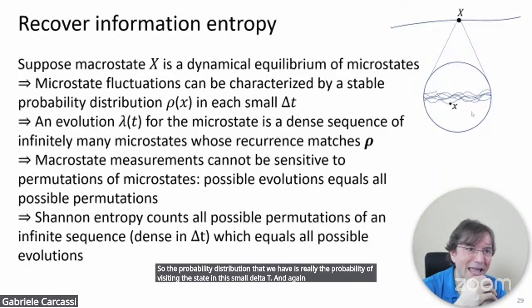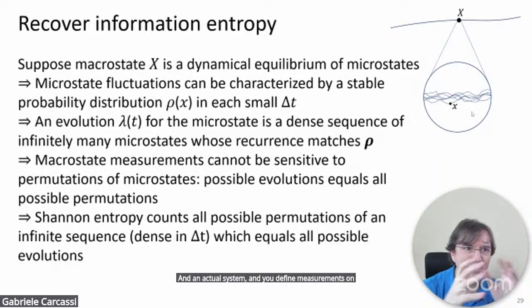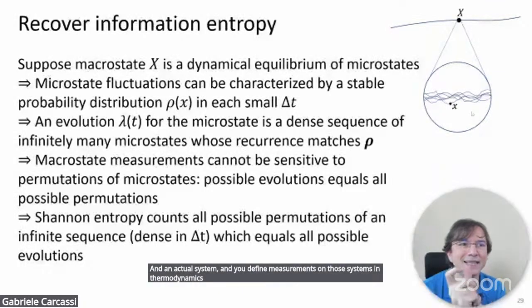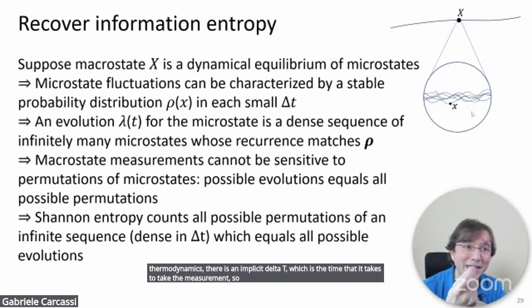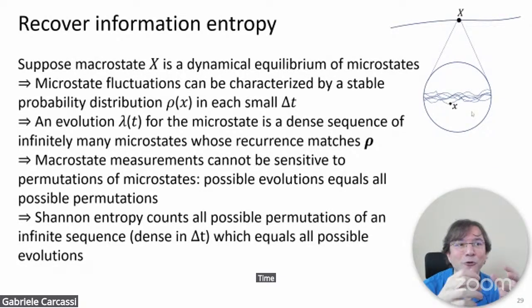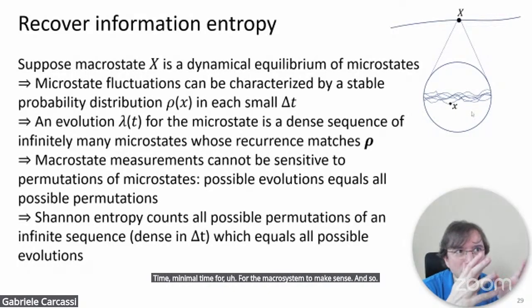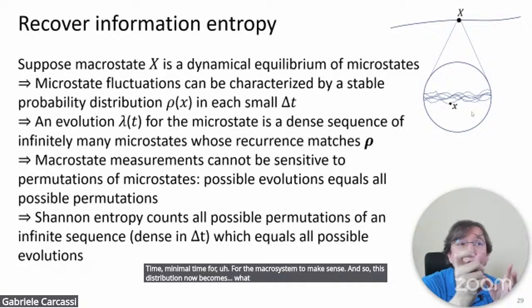And again, every time that you define an actual system and you define measurements on those systems in thermodynamics, there is an implicit delta t, which is the time that it takes to take the measurement. So when you make a measurement of temperature, there are some things that need to equilibrate. You need to explore the system. So there is already a natural minimal time for the macro system to make sense. And so this distribution now becomes what's happening below that threshold of the macrostate, what happens at the smaller scales.